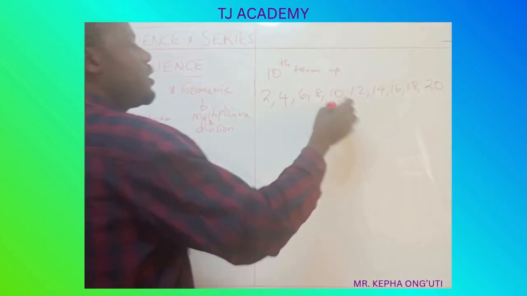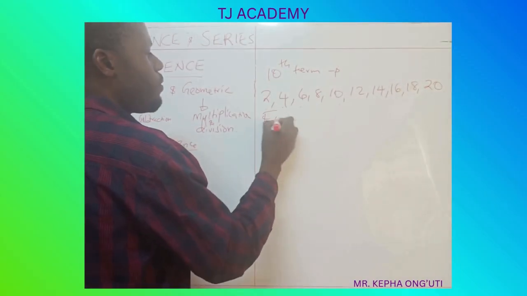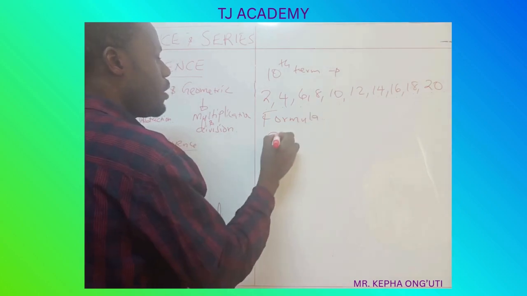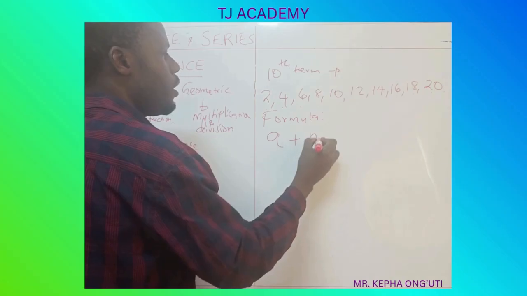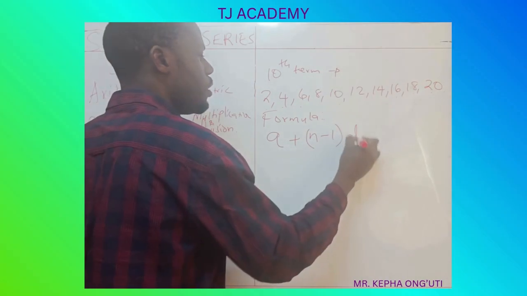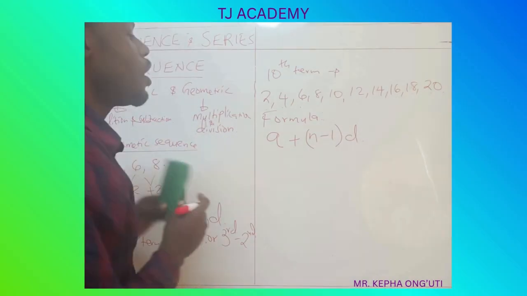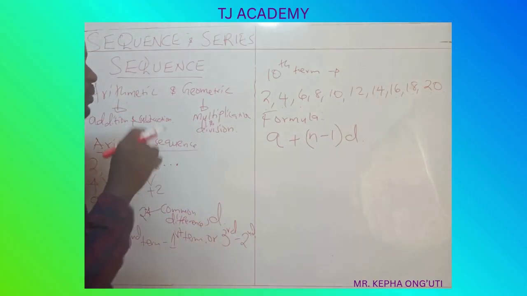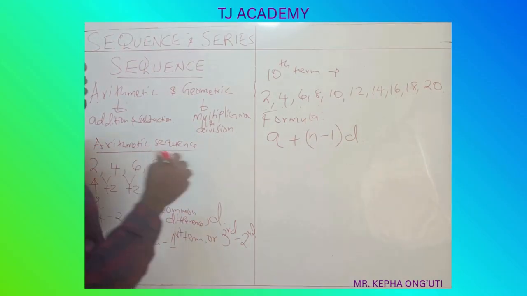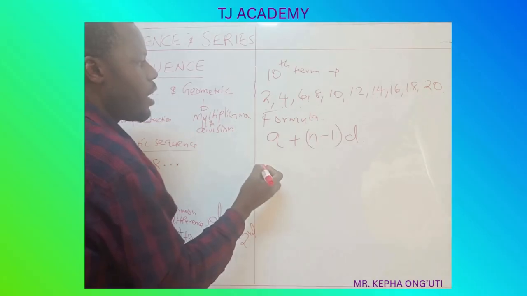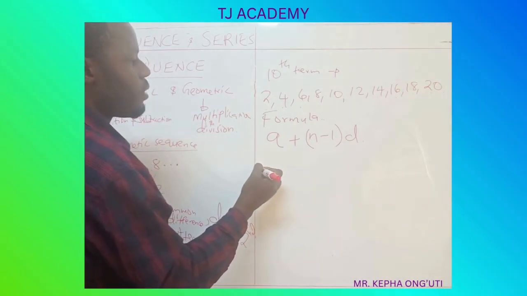Now, instead of writing like that, we can use a formula, and I want to write it here. It is a plus n minus 1 times d. This formula is used to find the nth term of a sequence, specifically for an arithmetic sequence. Let us use this example to see whether we have the correct answer.